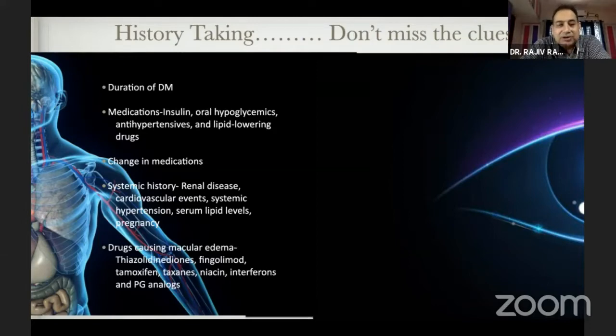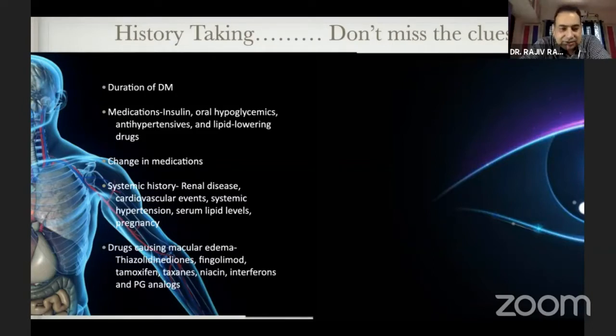Systemic history is important because it all has a bearing on diabetic macular edema too: the renal profile, cardiovascular events, systemic hypertension, lipids, and pregnancy also. There are certain drugs which cause macular edema, and especially in a case of diabetic macular edema, if he is on these drugs, you can see more edema, and sometimes they may be the sole cause of macular edema. You may be injecting them, which may have no effect till you stop these drugs.